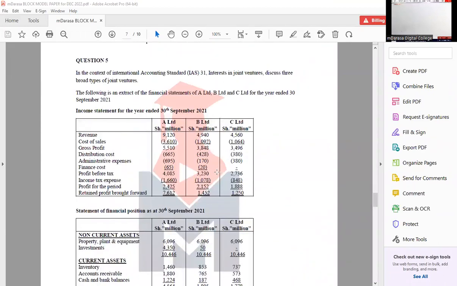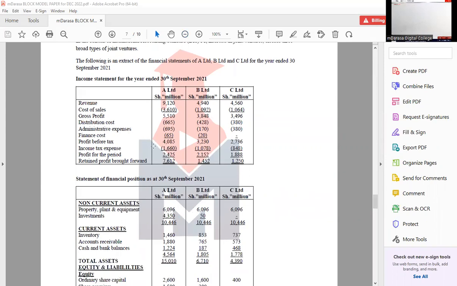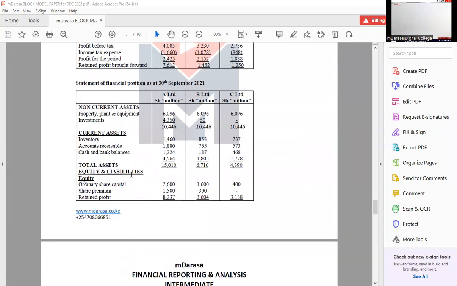Looking at this question, we did a summary in our last class, but it is very important for us to look at it here again, so at least we have a whole overview. For part A, remember, I gave you the solution to that. In part B of the question, you're told that the following is an extract of the financial statements of A Limited, B Limited, and C Limited for the year ended 30th September 2021. So these are what you are told: we have our income statement and our statement of financial position.